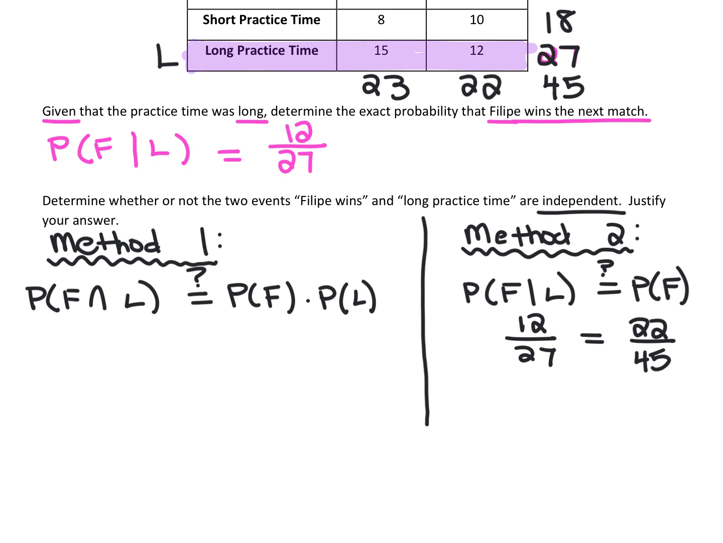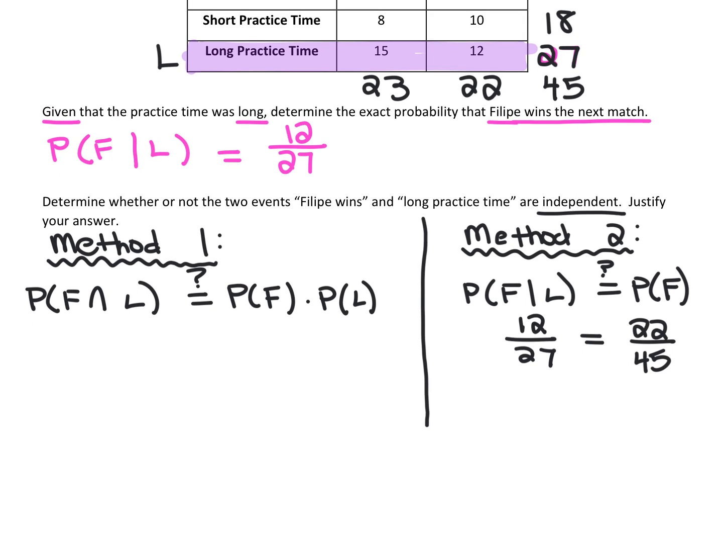really doing anything else. But let's see, 12 over 27, that simplifies to 4/9, right? Divide the top and bottom by 3. Whereas 22 over 45 does not even simplify. So these two fractions are not equivalent. So we can say the two events are not independent.